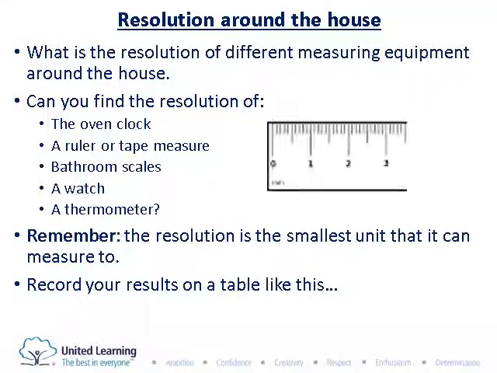So, for example, you've got a ruler. It presumably looks a little bit like this, where it's measuring, in the case of this one, to 1, 2, or 3 centimetres, and each of those smaller lines represents 1 millimetre. So we would say that the resolution of that ruler would be 1 millimetre, because that's the smallest unit it can measure to. And what I'd like you to do is to record your results on a table in your books like this.